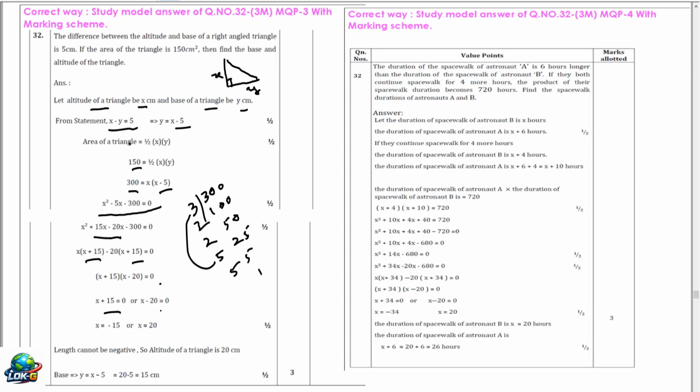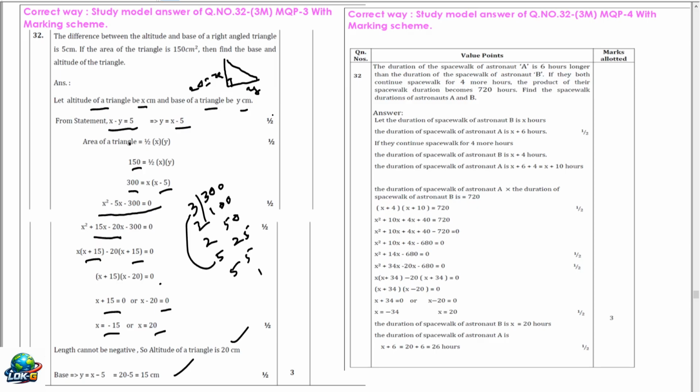Therefore, x plus 15 is equal to 0, x minus 20 is equal to 0, x is equal to 20. Length cannot be negative. Therefore, you are taking x is equal to 20. Then the altitude will be 20. Then what is the base? Base will be x minus 5. 20 minus 5 is 15 centimeter.